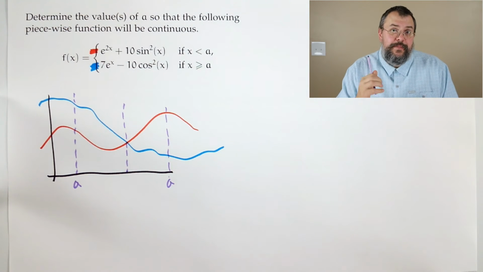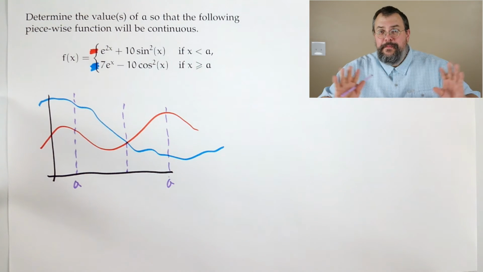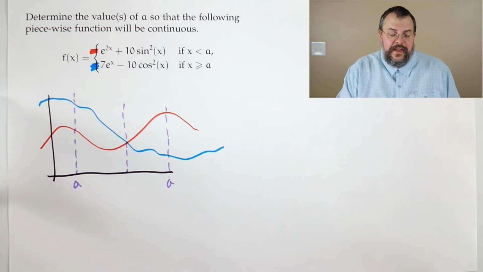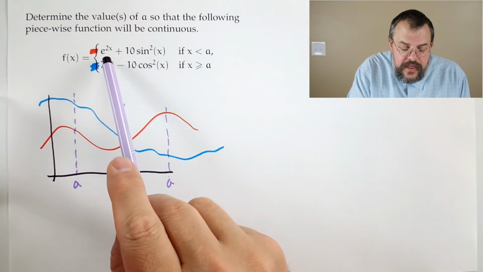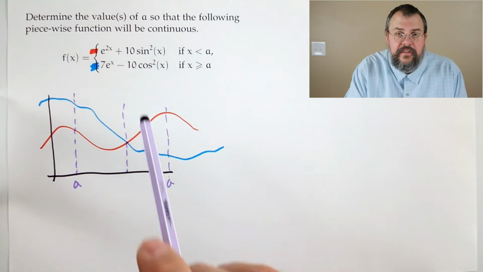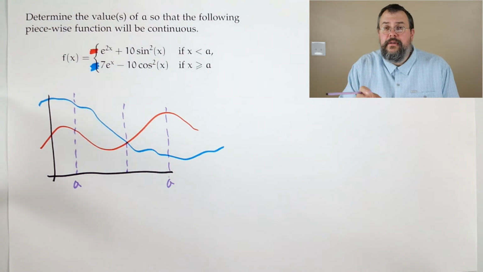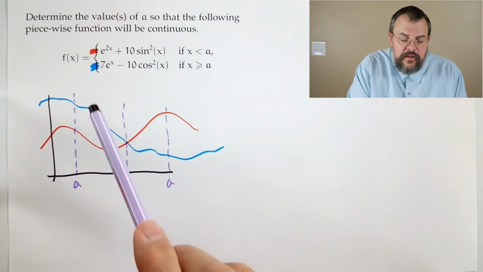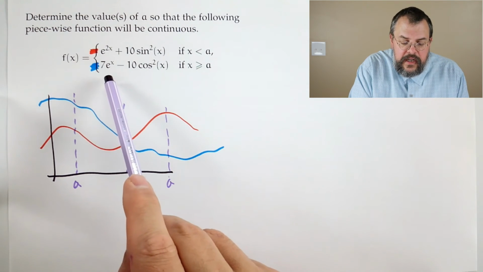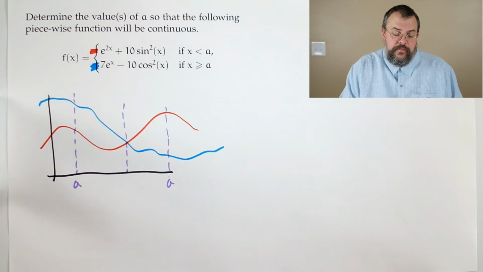Now, we should be a little bit careful and ask the question, are there any other problems we should be worried about? And there's not. These functions, e to the 2x and 10 sine squared of x, all these individual pieces are continuous, so when you put them together, it's continuous. Same process here, 7e to the x minus 10 cosine squared of x.